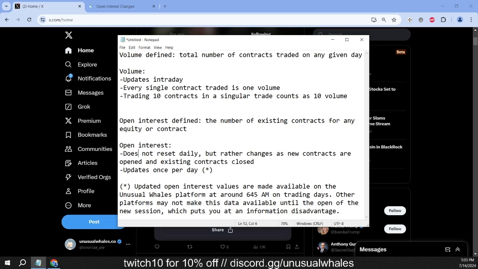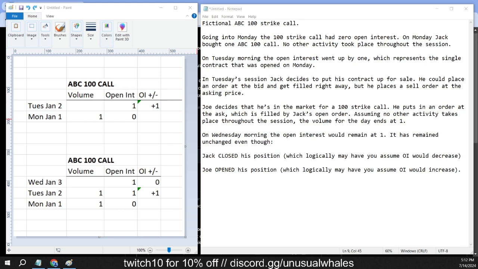Updated open interest values are made available on the Unusual Whales platform at around 6:45 a.m. on trading days. Other platforms may not make this data available until the open of the new session, which could put you at an information disadvantage. Examples are best to learn with, so I've prepared an imaginary scenario as well as gathered some past examples of flow for us to look at.